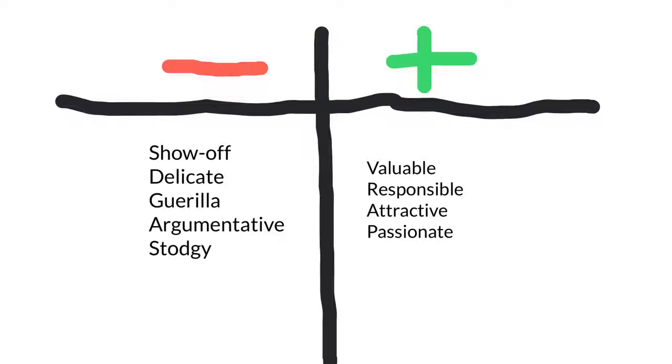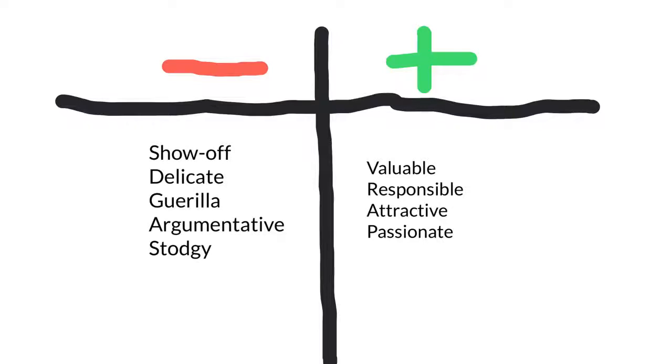Okay, did you have enough time to look up the literal meanings of these words and try to decide if they had negative and positive connotations? Well, here are the results. Negative connotations: show off, delicate, guerrilla, argumentative, and stodgy. Positive connotations: valuable, responsible, attractive, and passionate.